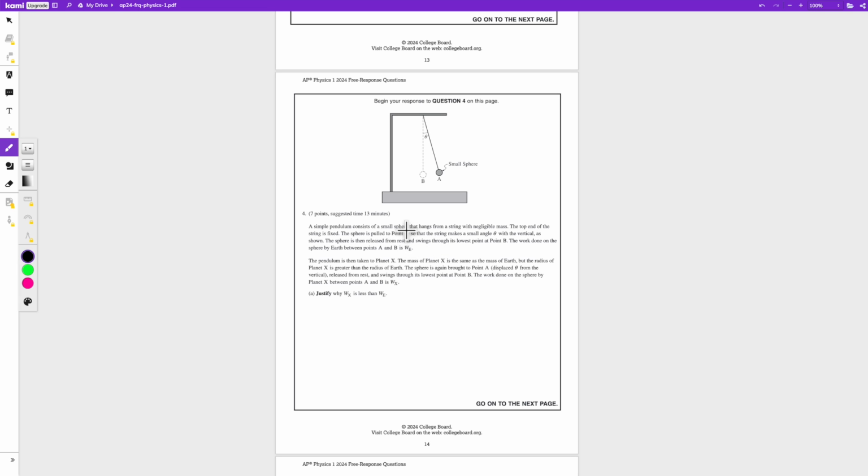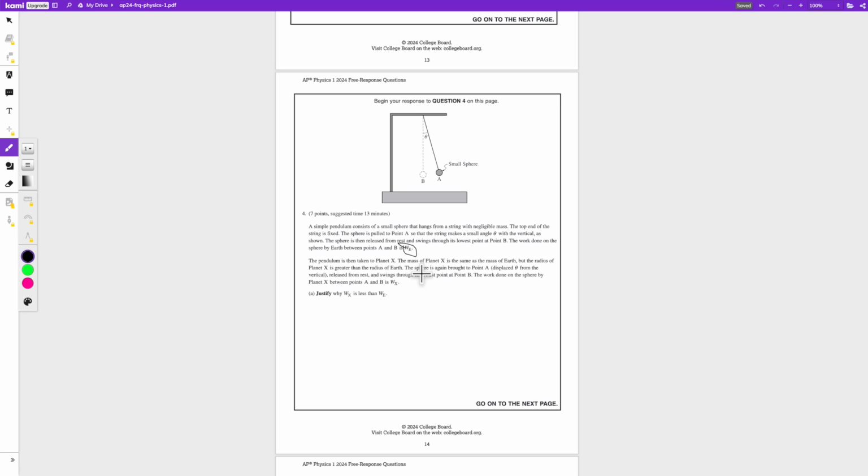Next, a simple pendulum consists of a small sphere that hangs from a string with negligible mass. Top end is fixed. Sphere is pulled from point A, so it makes an angle. And the sphere is released from rest and swings through the lowest point at point B. So the work done is W sub E.